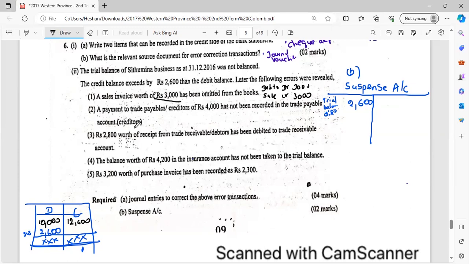Second one, a payment to trade payables, creditors, 4000 has not been recorded in the trade payables account, which means creditors account. Which means what? Now we paid 4000 to a creditor. What is the transaction? What is the double entry? You know, cash book credit, creditors account debit. Now, because of this transaction, cash book credited but not recorded in trade payables, which means creditors account.